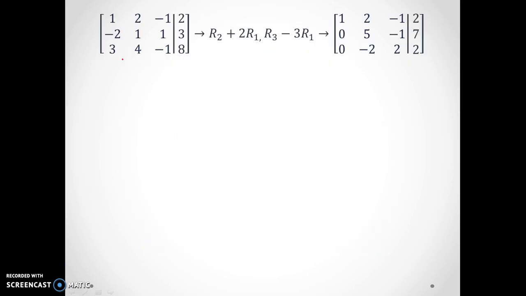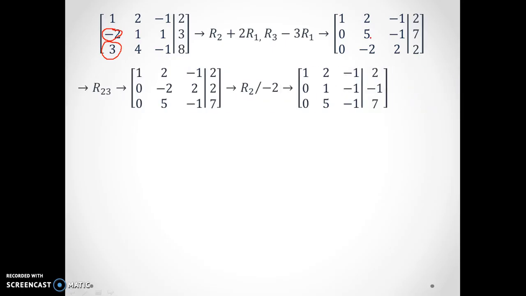Okay, so we got this matrix in the previous step. Now I'm going to make this and this entry 0. For that I am going to use the transformation R2 plus 2 times R1, because when I do that I will get minus 2 plus 2 equal to 0, and then I apply the transformation R3 minus 3 R1. If I apply it here, I'm going to get 0 here because 3 minus 3 is 0. After the transformations are applied, this is my resultant matrix.